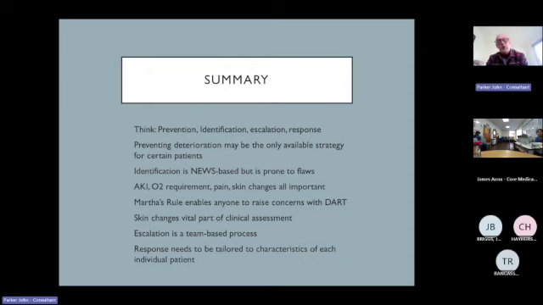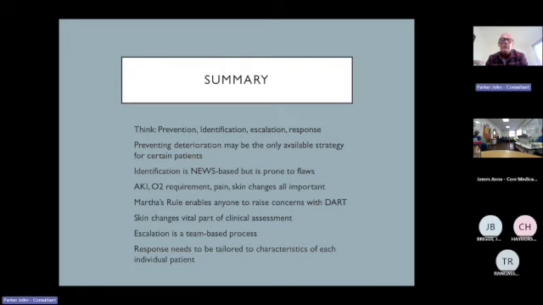The introduction of Martha's Rule, which is set to be fully rolled out by about April this year, so you'll be seeing more and more of this in the coming months. The rollout of Martha's Rule is going to enable anyone to contact DART, which they are already doing. And that's going to be an important line of potential escalation. Skin changes are a vital part of our clinical assessment of the deteriorating patient.